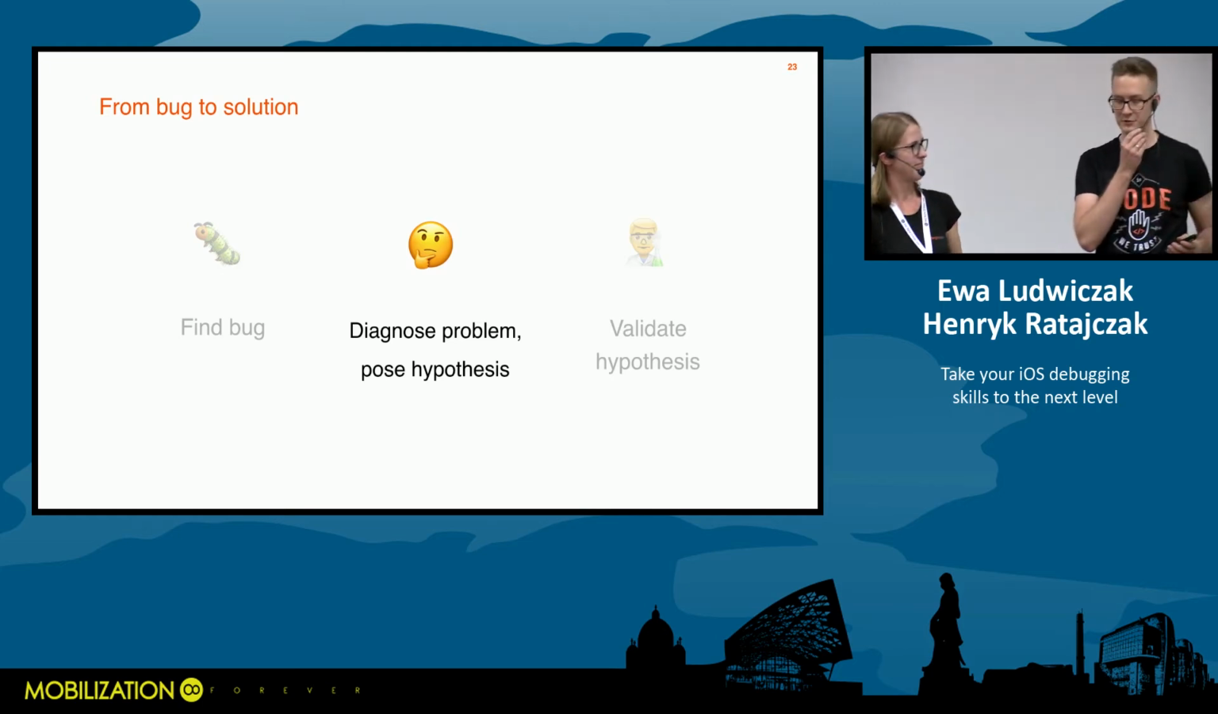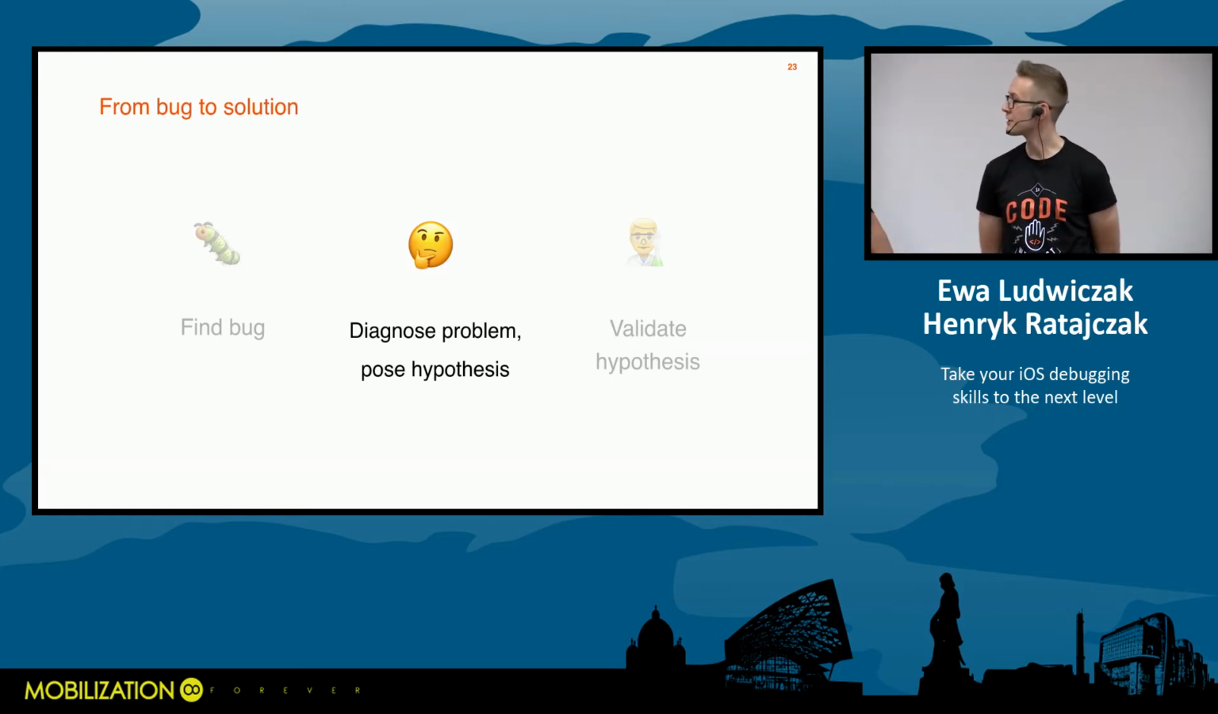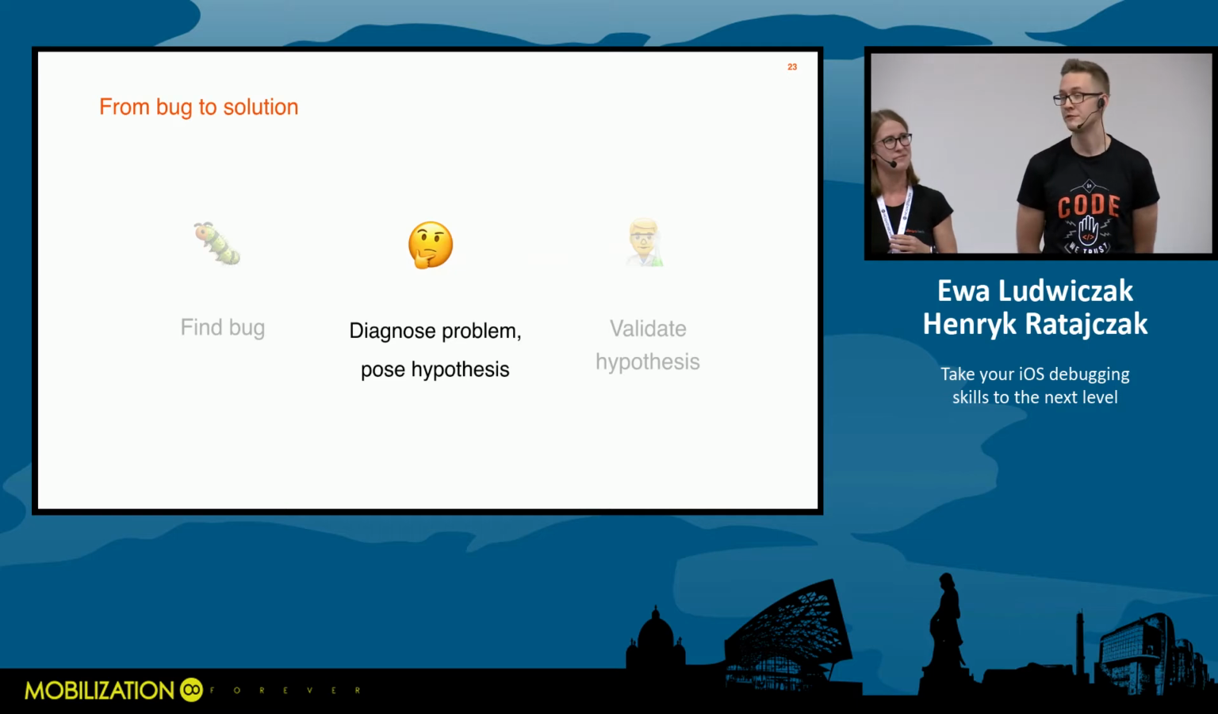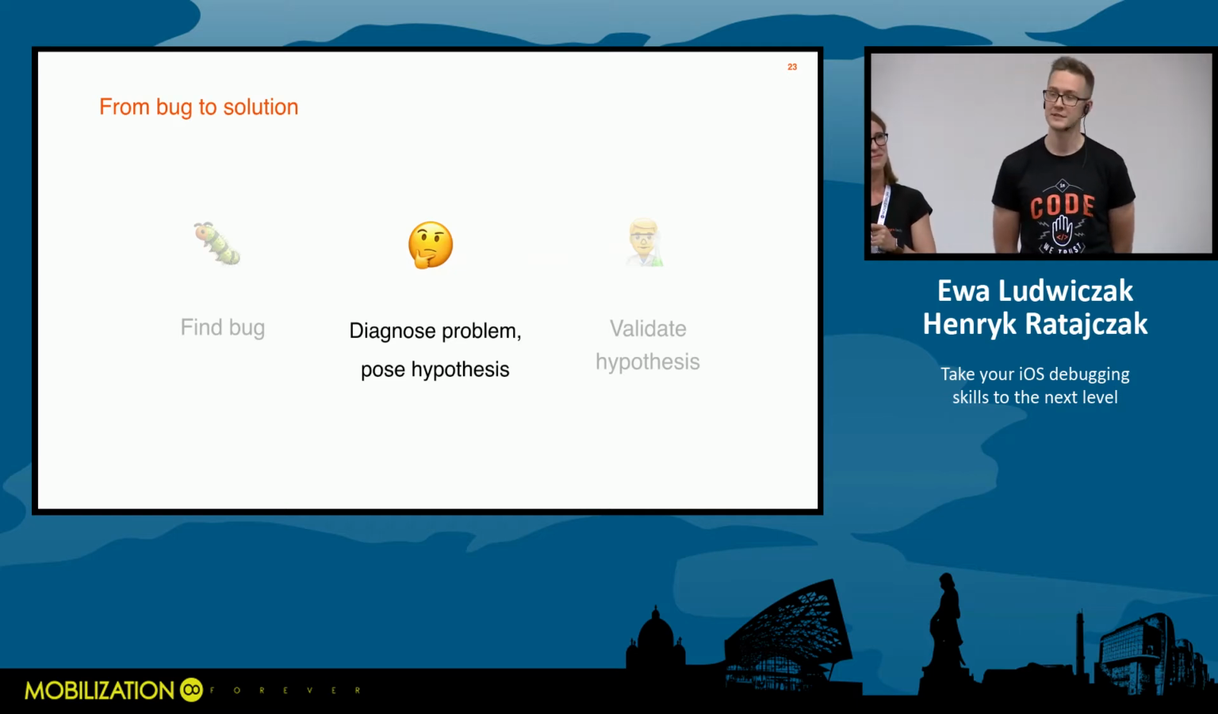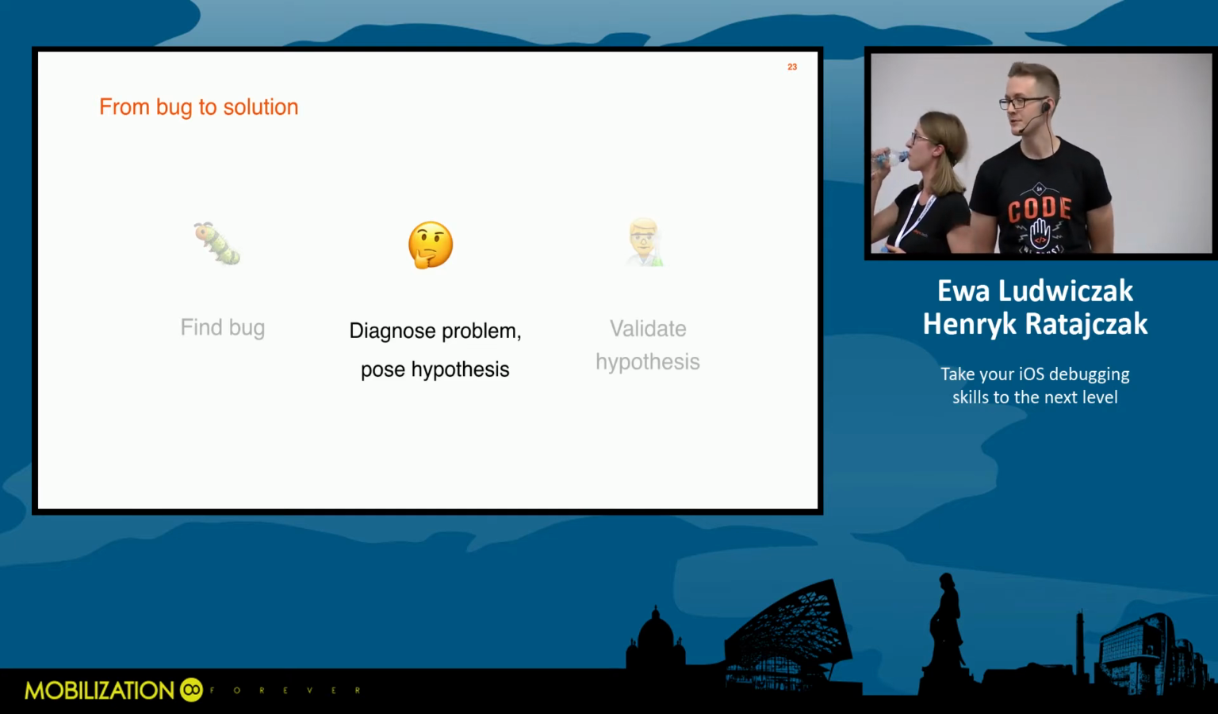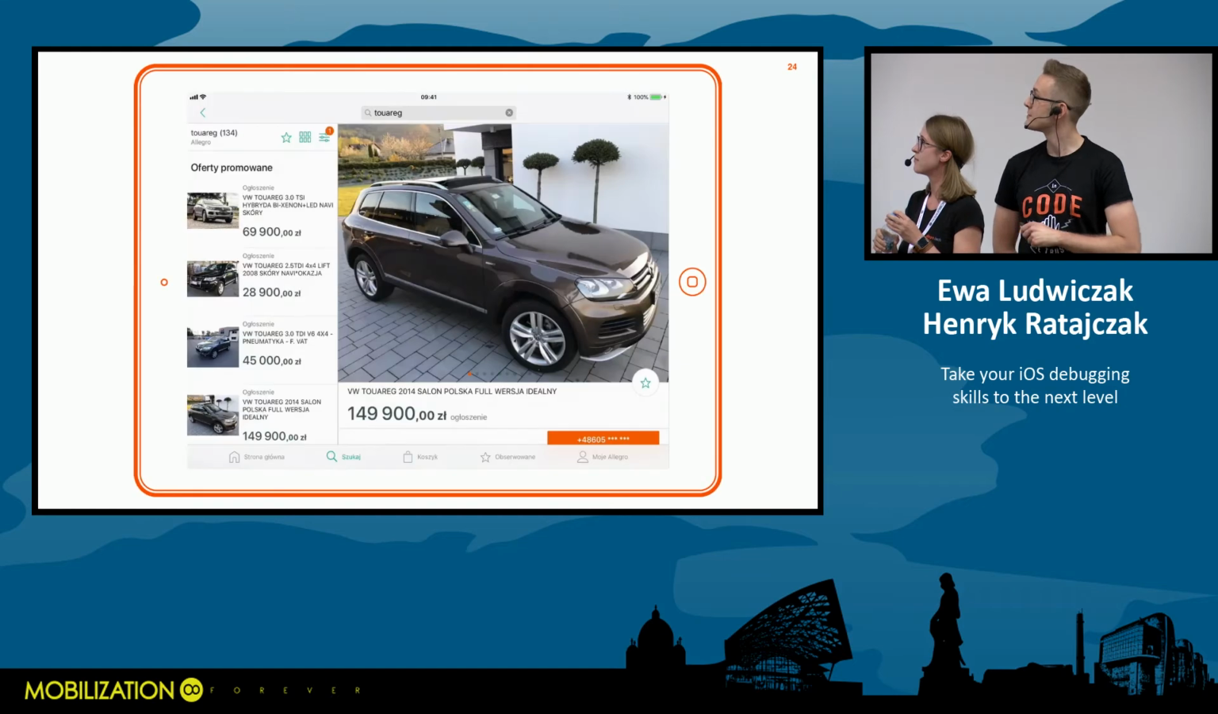Okay, so Ewa showed you a lot of tools that let you check your app really thoroughly, and hopefully you found no bugs. However, life is a little bit hard, so most probably at some time you will. So we're at step 2, diagnosing a problem and checking what's wrong with your app. I'd like to show you an example from our application from some time ago.